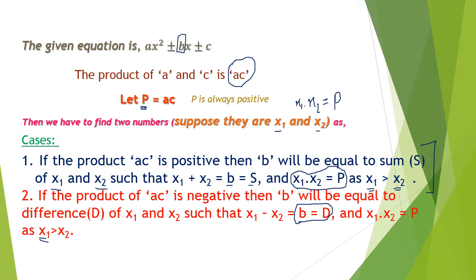Now here you understand this also very clearly. If the product of AC is negative, then we have to find two numbers in such a way that their difference will be equal to B. The difference of two numbers will be equal to B, and we call it D, and the product will be P. We have to find two numbers such that the product of the two numbers must be P, and their difference must be B.